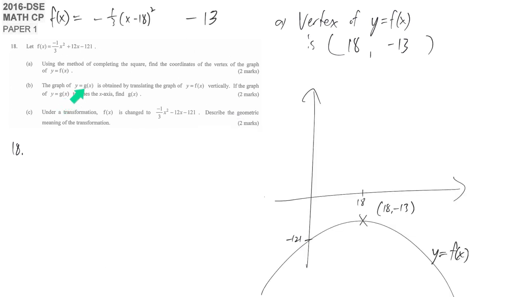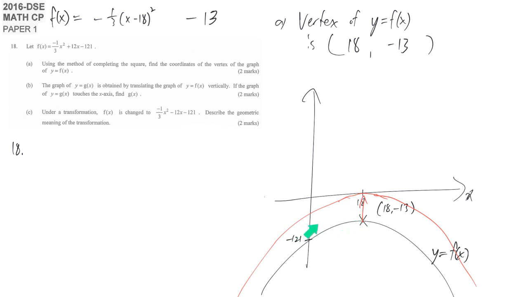In part B, they say that there is another graph, no longer f(x), but we are talking about the height equal to g(x). It's obtained by translating this graph, the original graph, vertically, such that the graph touches the x-axis. That means we have to shift up so that the curve will touch the x-axis. So they try to tell you that the graph is like this by shifting up.